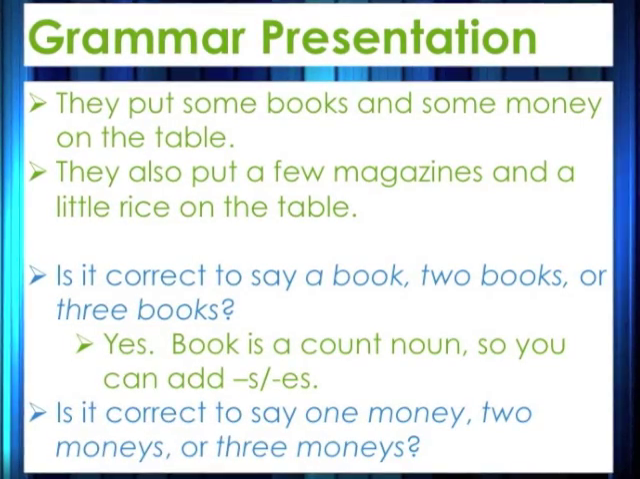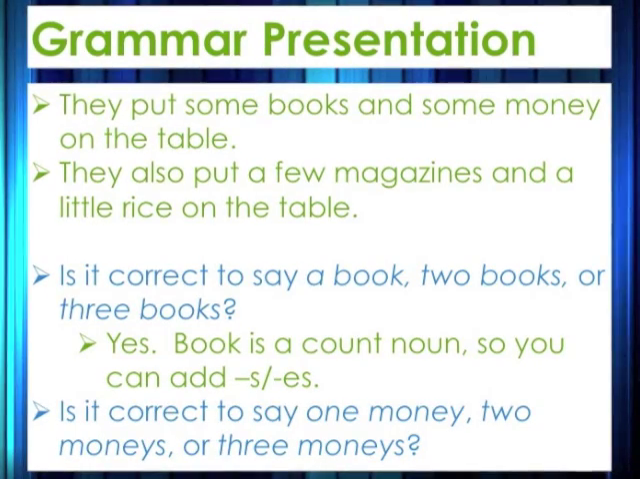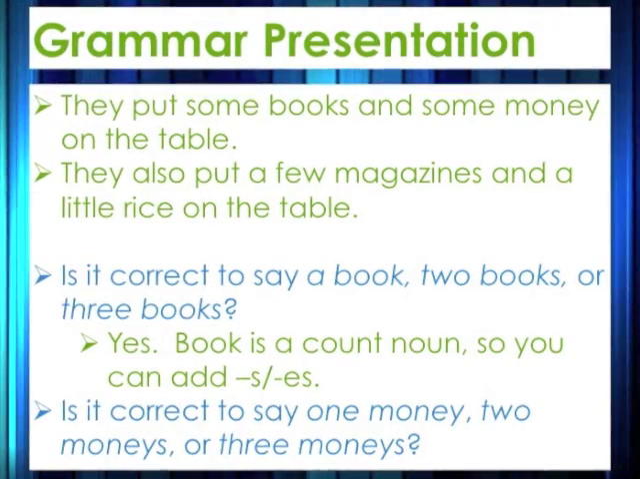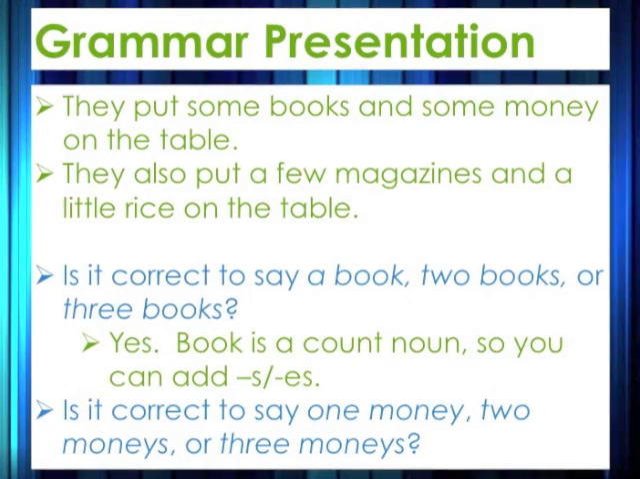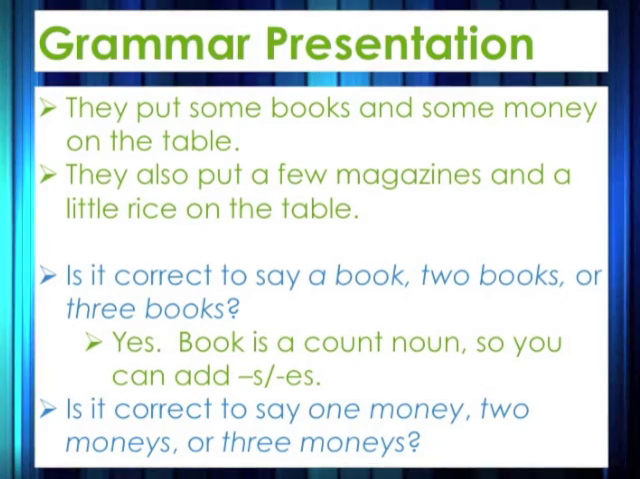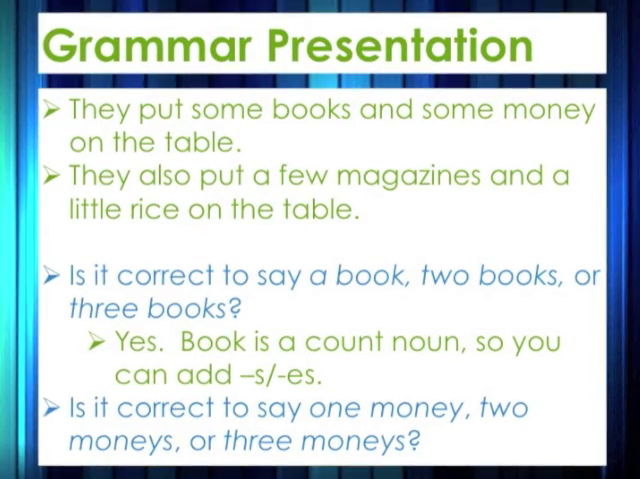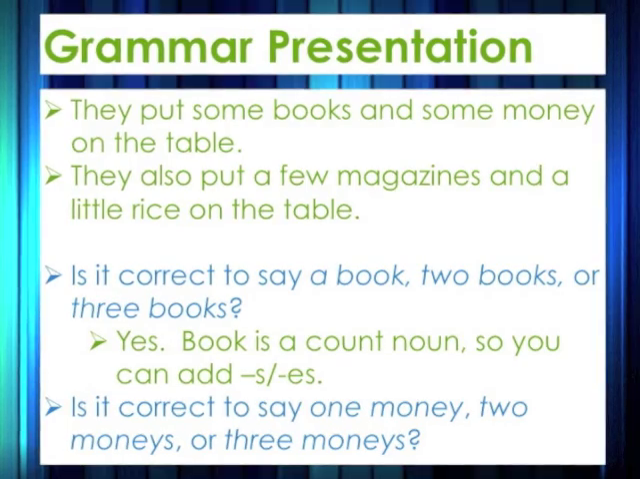Is it correct to say a book, two books, or three books? Yes. Book is a count noun, so you can add s or es. But is it correct to say one money, two monies, or three monies? Go ahead and study the examples and see if you can figure it out yourself.